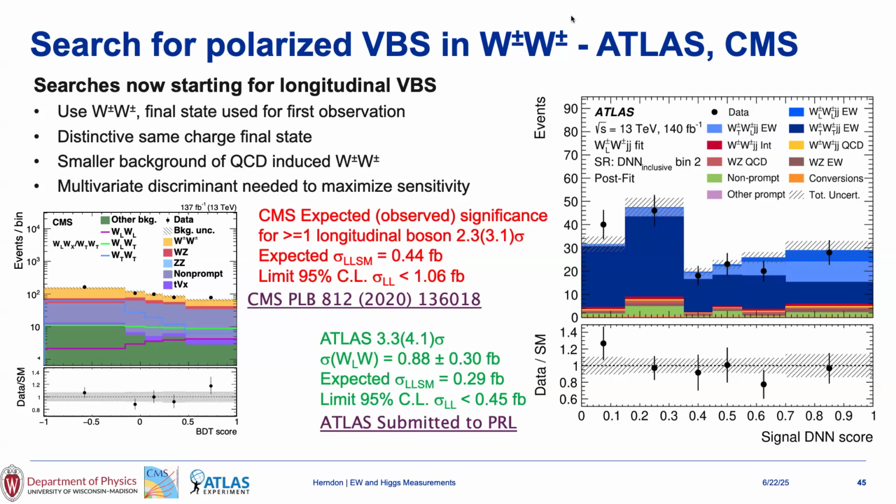And you can see that we generally see an excess that indicates that those contributions with longitudinal cross-section are there. So here again, we see at the evidence level, so 4.1 sigma, a signal with at least one longitudinal boson, and it's again a sub-femtobarn signal, so 0.88 in this case. And then you can put a limit on how much longitudinal you see. It's at 0.45, and that's not so much above the current standard model expectation.